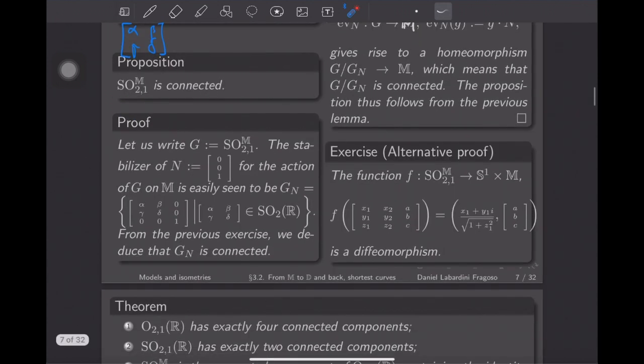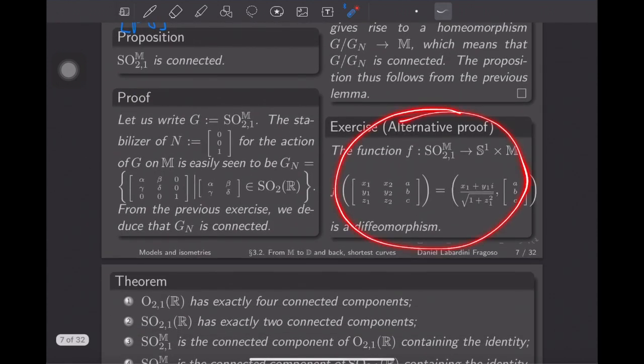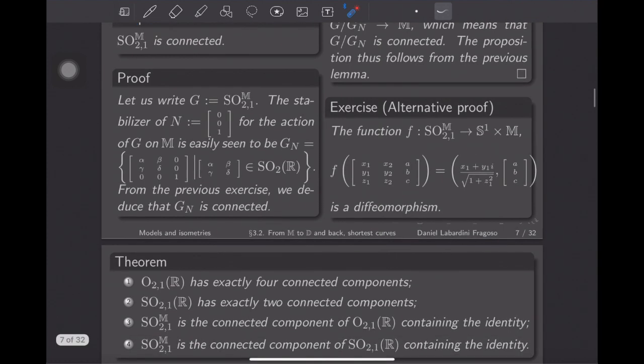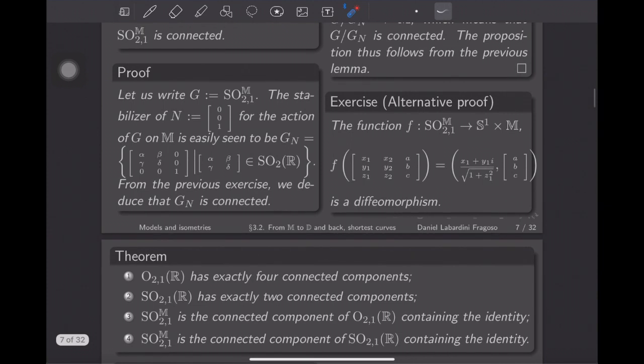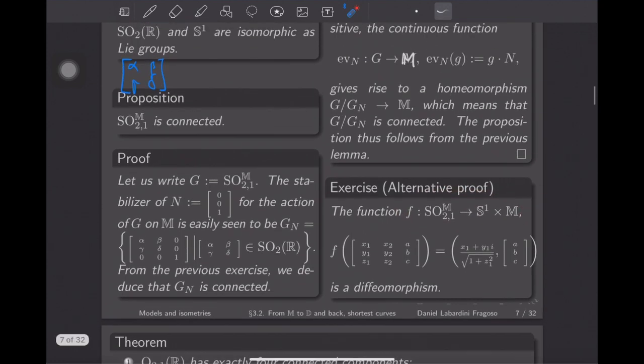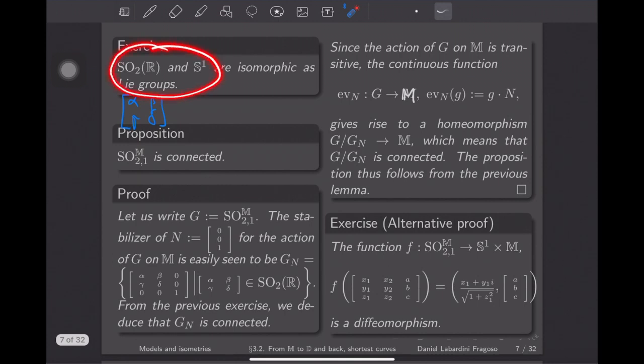Okay, and there is an alternative proof. By now, I'm not going to say much more. One can just realize that this one is diffeomorphic to this quotient. Maybe let me just say a few words. This diffeomorphism comes really from realizing this fact. But I don't want to say more.